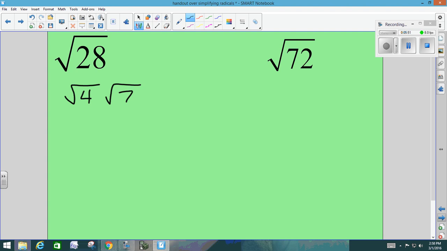What is the square root of 4? So that becomes 2. Do we know what the square root of 7 is? And then that just stays square root 7. So 2 square root 7, simplified.